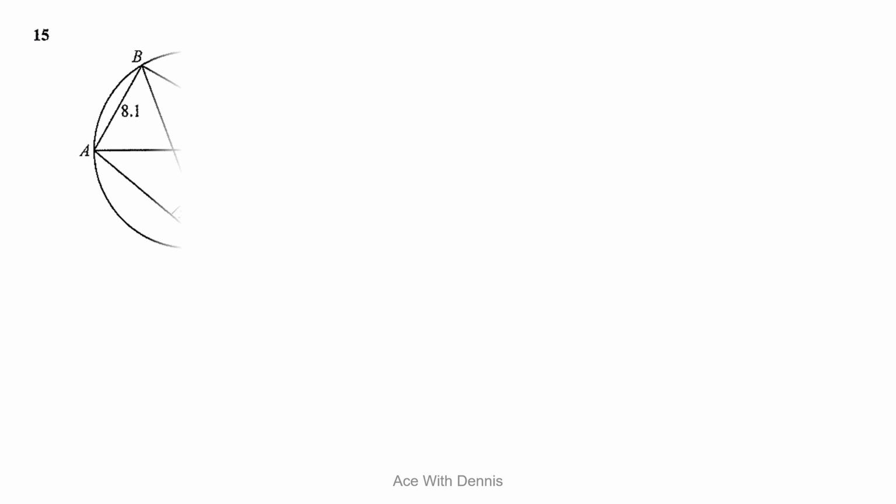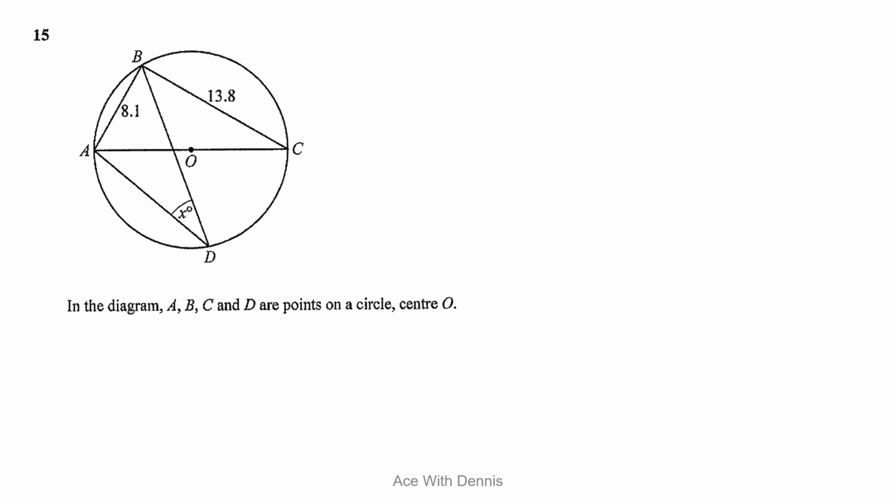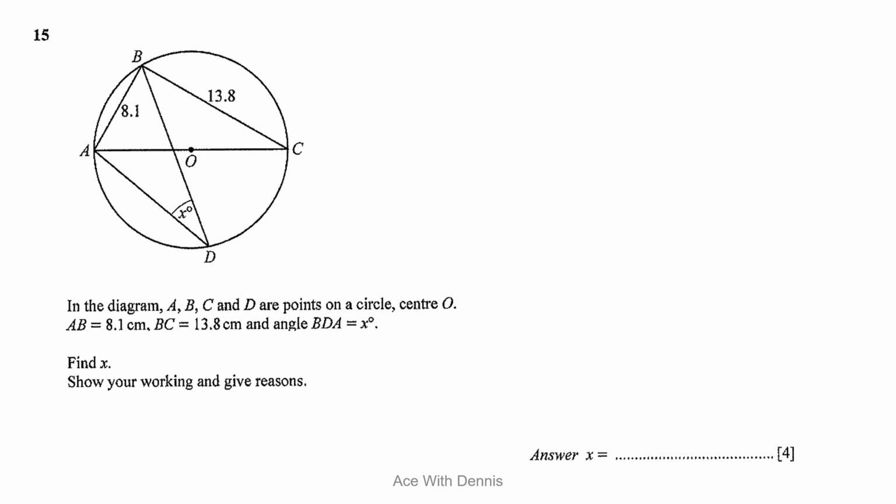Question 15. Given this diagram. In the diagram, A, B, C, and D are points on a circle center O. AB equals 8.1 cm, BC equals 13.8 cm, and angle BDA equals x degrees. Find x. Show your working and give reasons. 4 marks. To answer this question, first we look at this triangle.